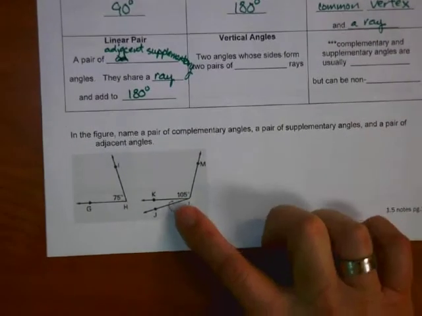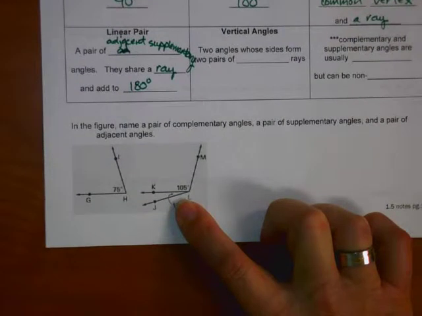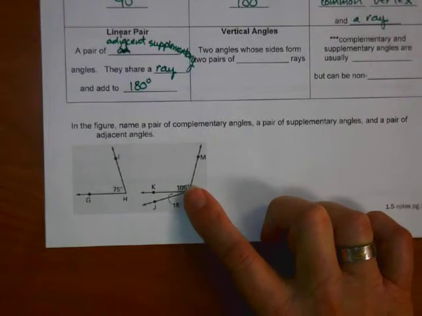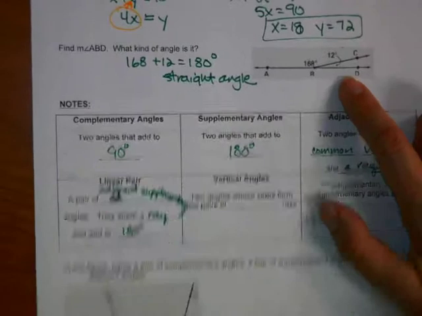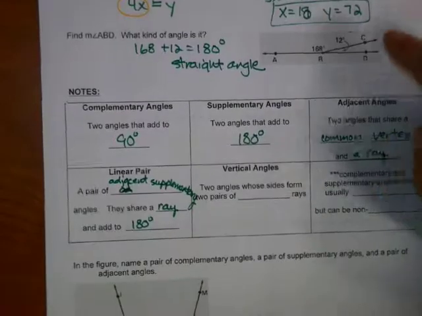So would these two angles be considered a linear pair? They don't meet one requirement. Right, they don't add to 180. They are adjacent angles, but they're not a linear pair. They don't add to 180. You see the difference? This is a linear pair, this is not. Okay, but these are both adjacent angles.